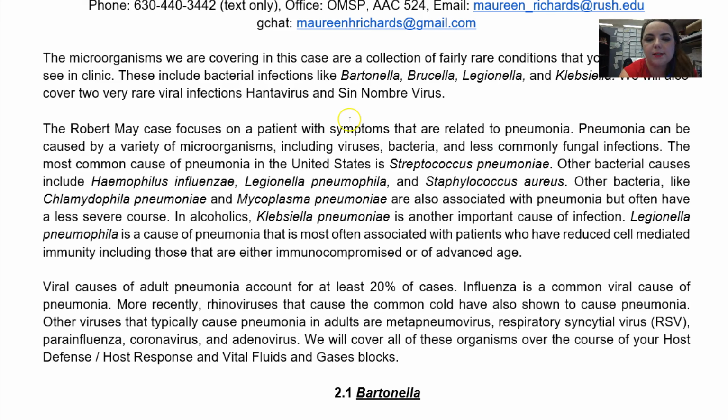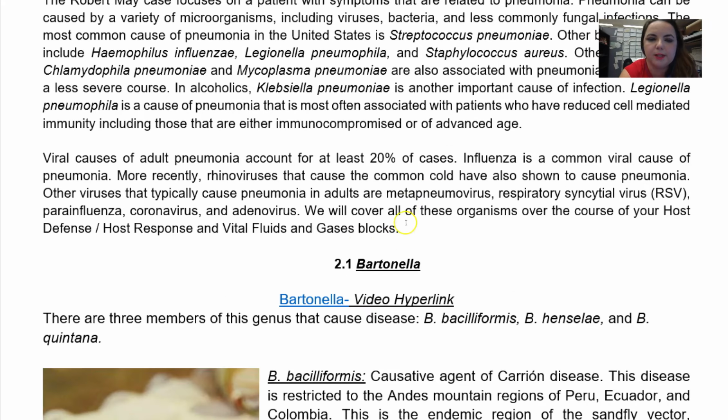We will in a couple of cases, but that's kind of the most common cause of pneumonia in the United States. There are other major causes of pneumonia like Haemophilus influenzae, Legionella pneumophila, Staphylococcus aureus, Chlamydophila pneumoniae, and Mycoplasma pneumoniae. All of these can also cause pneumonia. Klebsiella pneumoniae we're actually going to talk about in this self-study guide along with Legionella pneumophila. Klebsiella pneumoniae is one of the ones that we associate specifically with patients who suffer from alcoholism and patients with a history of type 1 diabetes.